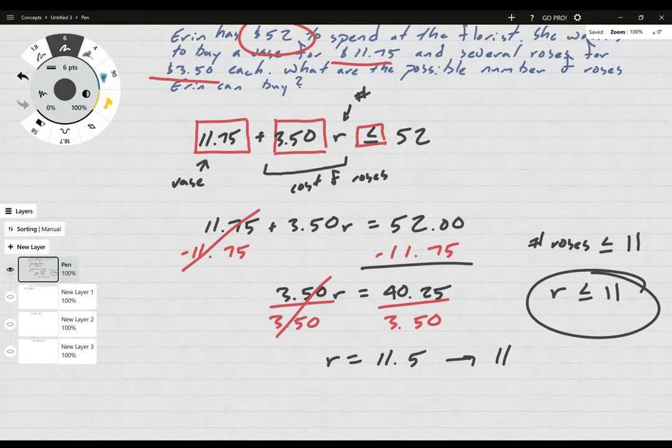So for this example, we looked at how to write our inequality. Then we changed our inequality to an equation so we could solve for r, which is our unknown amount, and then we wrote our solution. Let's look at another one.